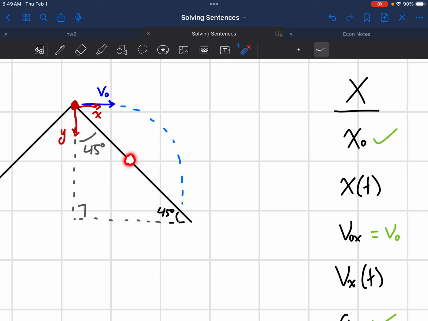Right, so if I picked this point instead, maybe I drew my trajectory too long and it actually lands here, I could still draw the same isosceles triangle, which tells me that anywhere I land on this slope, my x-coordinate from my origin, my distance this way, has to be the same as my y-coordinate, or my distance this way. My y-coordinate has to be the same as my x because it's that isosceles triangle.